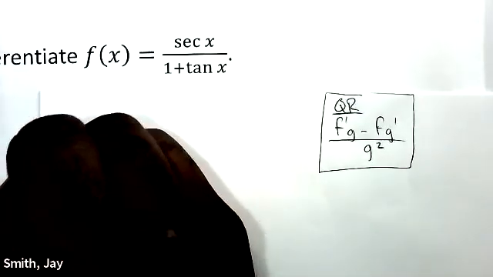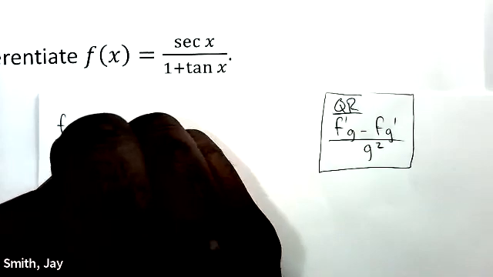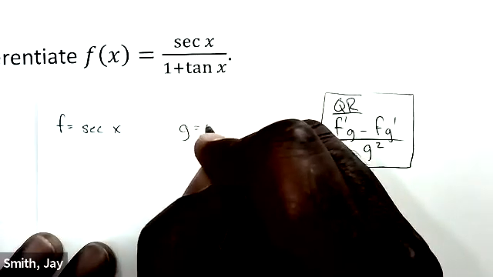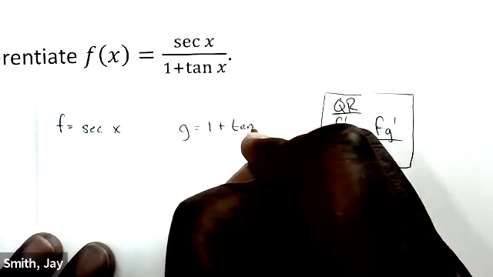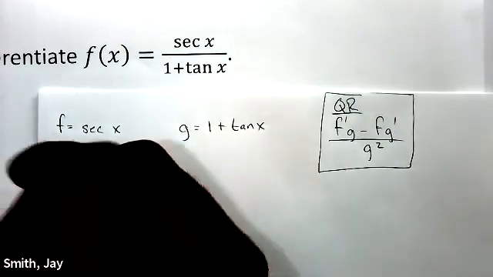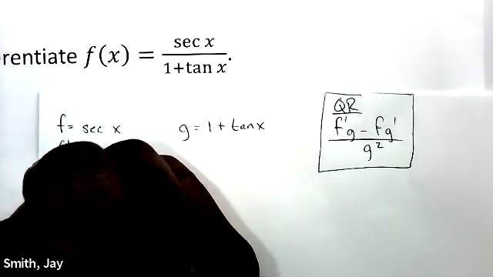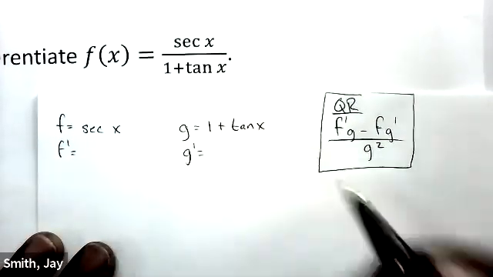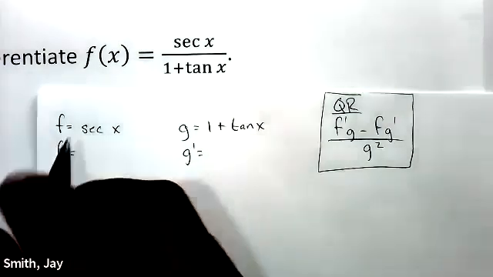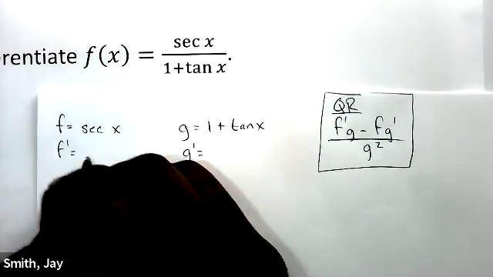So in this problem, my first differentiable function, f, will be secant x. My second differentiable function, g, will be 1 plus tangent x. Still need f prime and g prime respectively. So given that f is secant x, f prime will be the derivative of secant x. We can look at our chart and see the derivative of secant x is secant x tangent x.